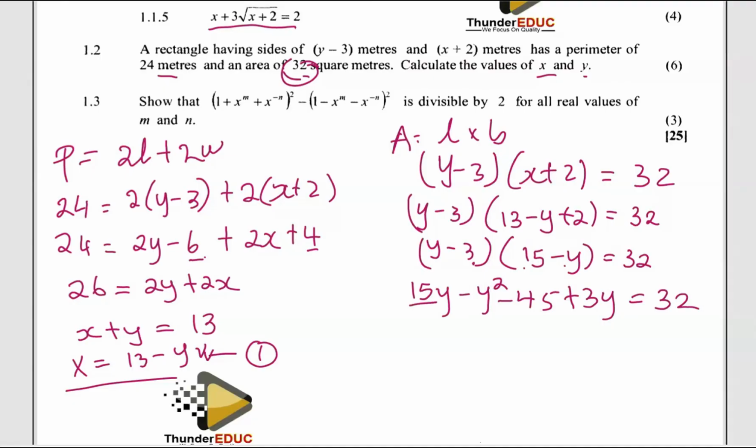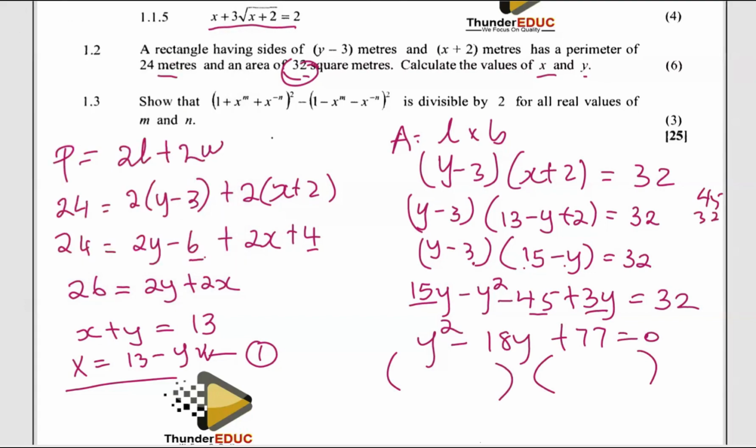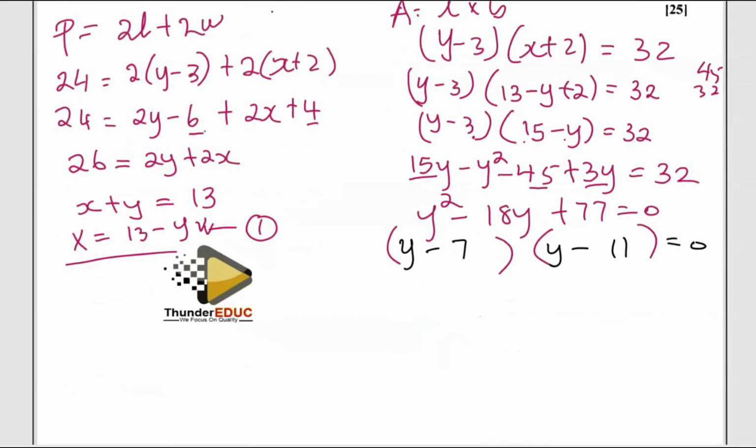So I know that this 15 and the 3 will give me 18. Okay, let me move everything that side. So y squared minus 18y. And then when I move this 45 to that side, we know that 45 and 32 is going to give us 77 is equal to 0. So two numbers, if I'm to use factors, two numbers that multiply to give us 77. You add them, you get negative 18. That's going to be y minus 7, y minus 11 is equal to 0. Meaning that our y is going to be 7, or our y is going to be 11.